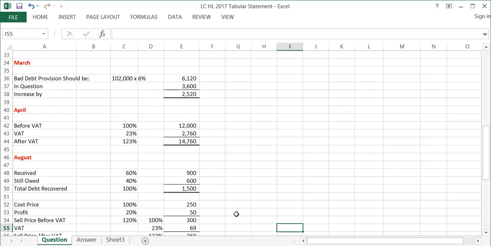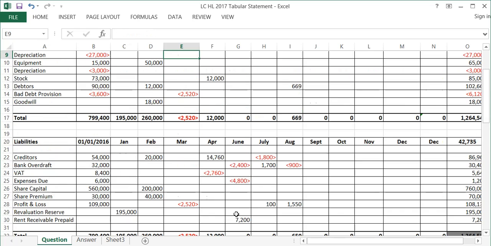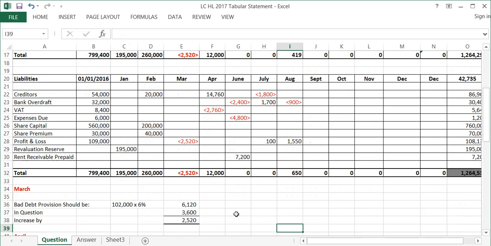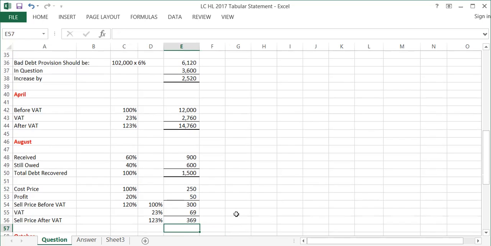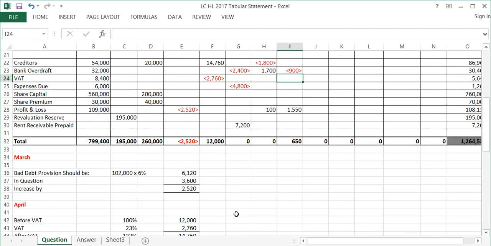Then I have to do my stock. Because I'm after selling goods and the cost price of those goods was €250, my stock is going to go down by €250. And the last thing I have to do, I think, is the VAT. If I go down and look at my VAT, the VAT is €69. So it's VAT on sales, which is going to increase my VAT liability. So that is going to be €69.